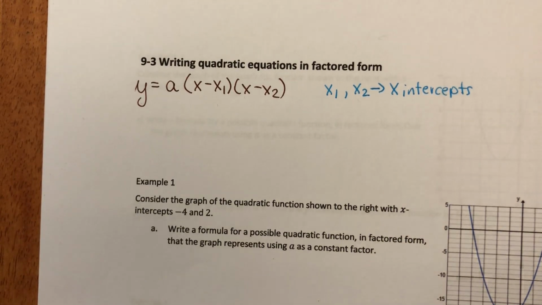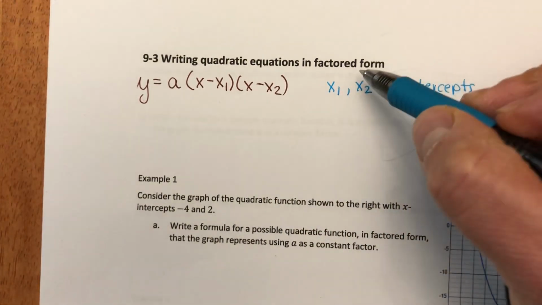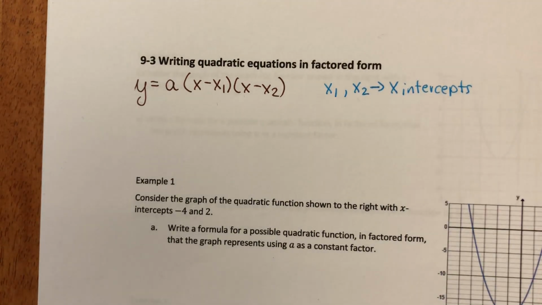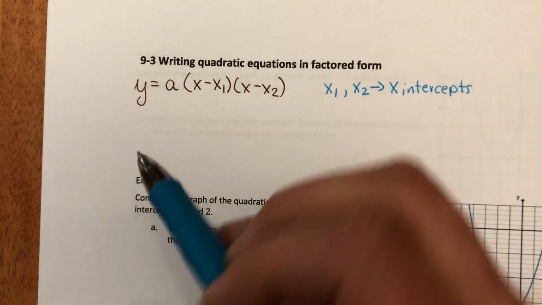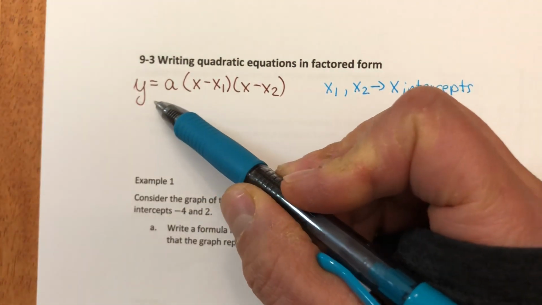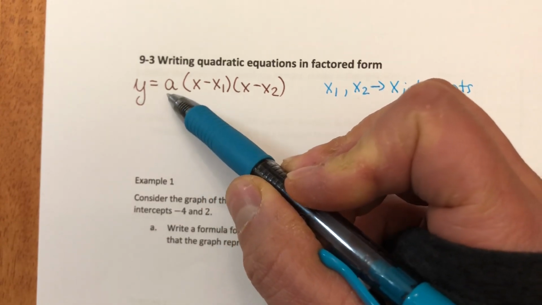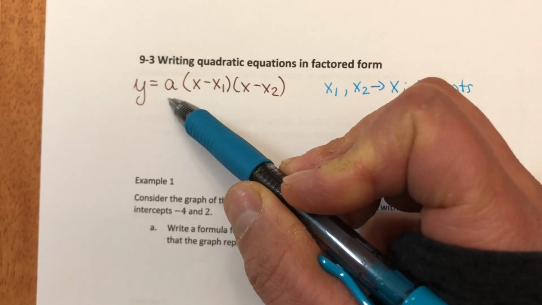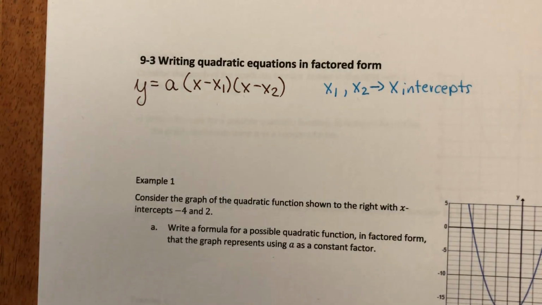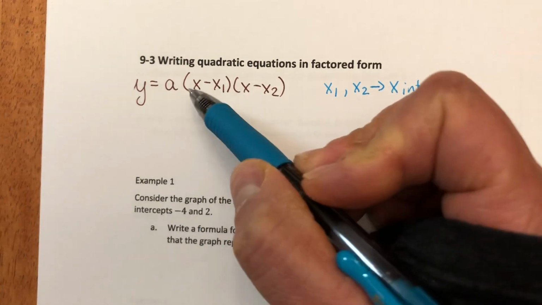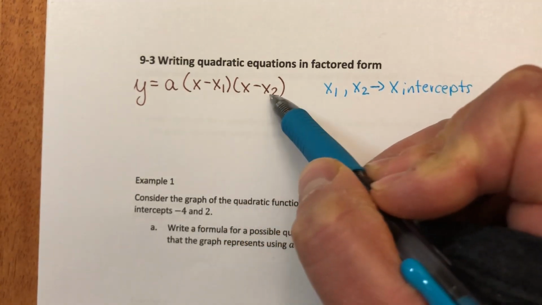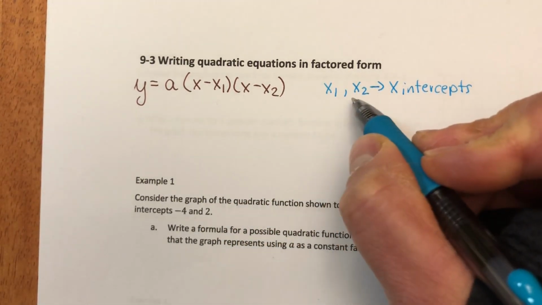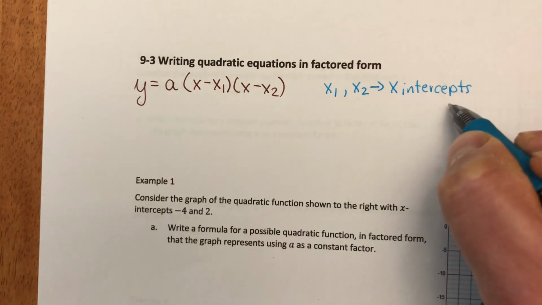All right, today we are going to talk about writing a quadratic equation in factored form. This is kind of doing what we were doing yesterday, but going a different direction. First of all, the factored form is going to look like this. You will have y is equal to a. A can be any number. It can be positive or negative, depending on the graph that we have, and I will show you how to figure out a. And then x minus x1, x minus x2, and I am describing the x1 and x2 as our x-intercepts.